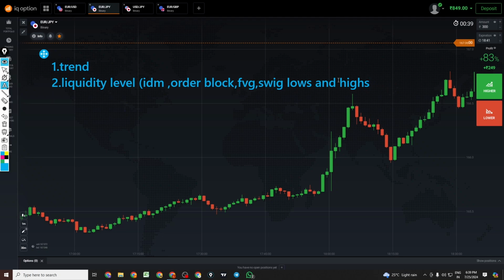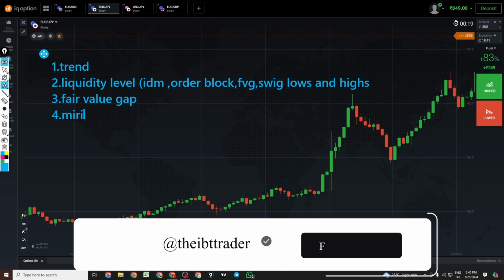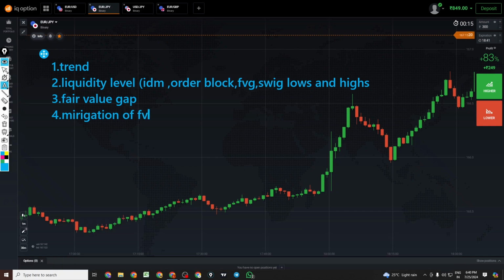Liquidity levels. So after finding the liquidity, how to trade? We need reversal confirmation. What is reversal confirmation? We need a fair value gap. How to trade after the fair value gap? After the fair value gap, if you get mitigation of the FVG, then trade. Fifth point is trade.